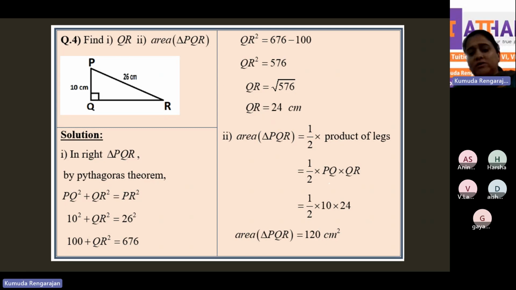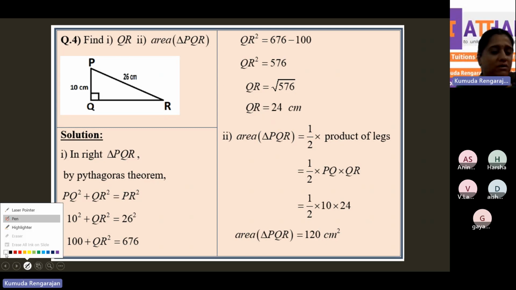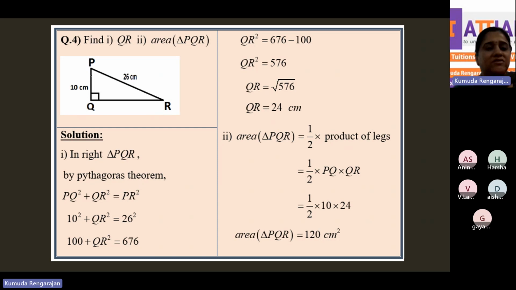If you write half product of legs, so half into, I mention the legs PQ and QR. PQ into QR, 10 into 24. Simplify. 2 ones are 2, 12s are 12 into 10, 120 centimeters square. All right. Please write this, children.